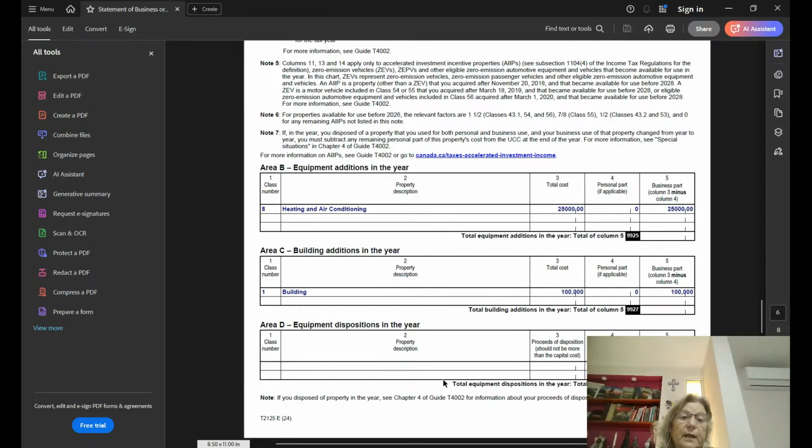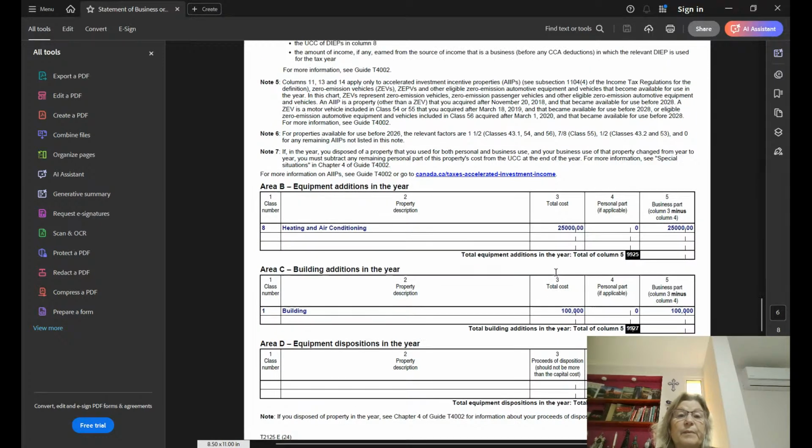Now, where do I get these classes from? In that guide I showed you, the guide T4002, it talks about classes, and it will tell you which class you should put where. A building is class 1, heat and air conditioning system would be class 8.